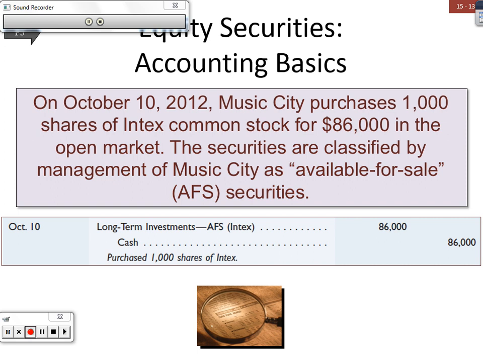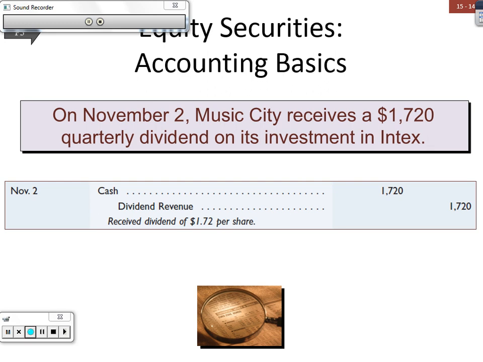So here's an example. They purchased 1,000 shares of common stock, and we can use this example because we're talking about equity, right? We know you earn equity by selling and purchasing stock. So they purchased this stock for $86,000 in the open market. The securities are classified by management as available for sale, meaning they purchased them and they can easily do what? Selling. So long-term investment, $86,000 cash to be paid out for those shares, $86,000. Now they're looking at the dividends earned on that $86,000 in shares that they purchased.